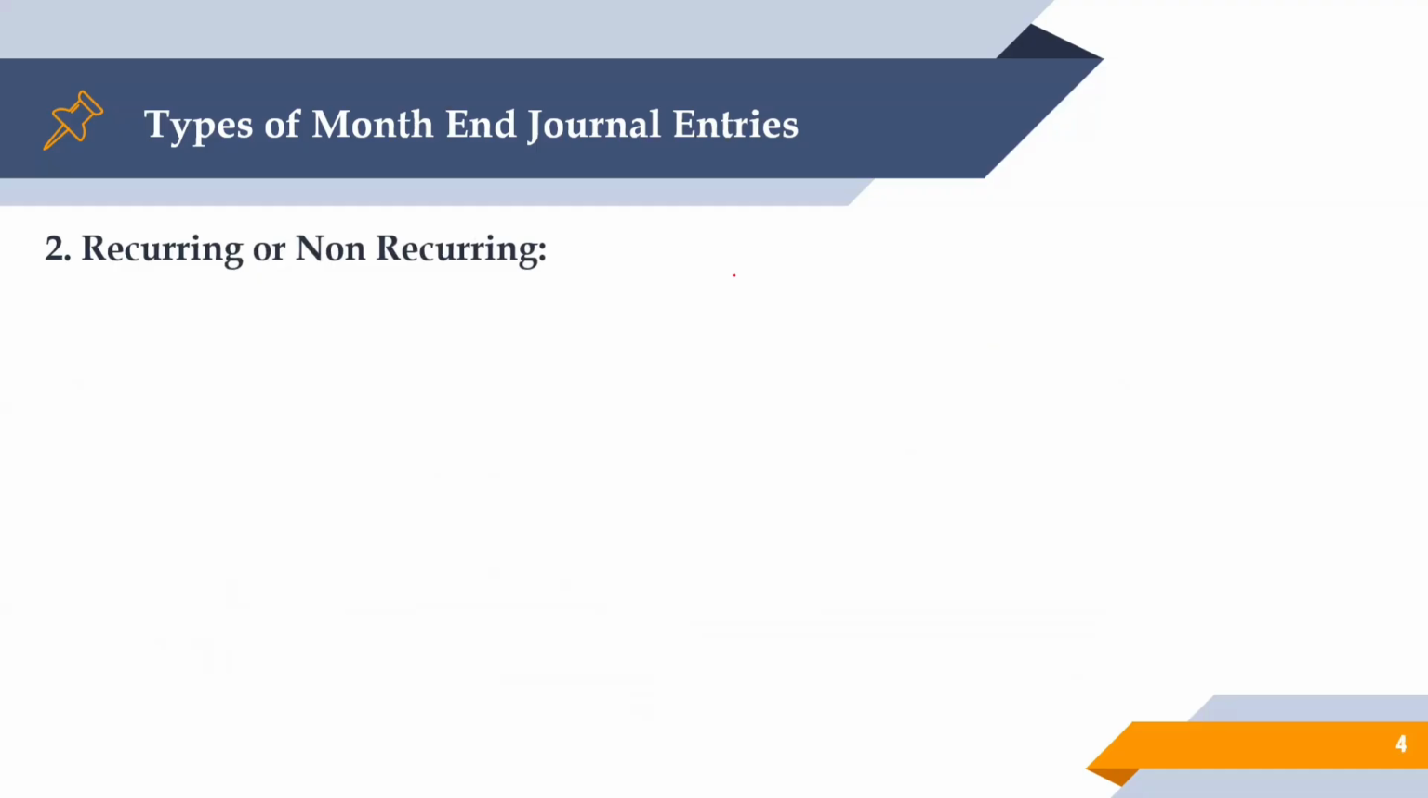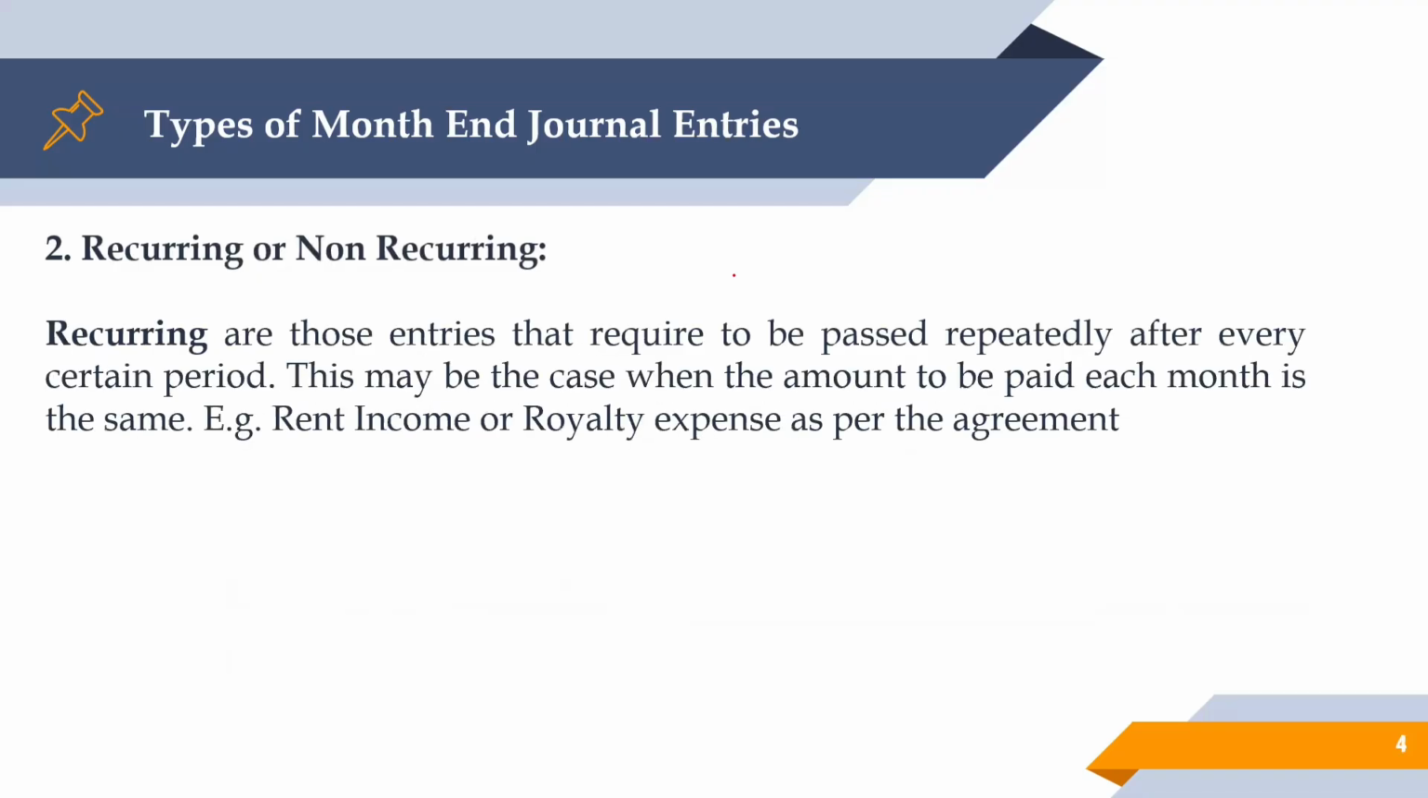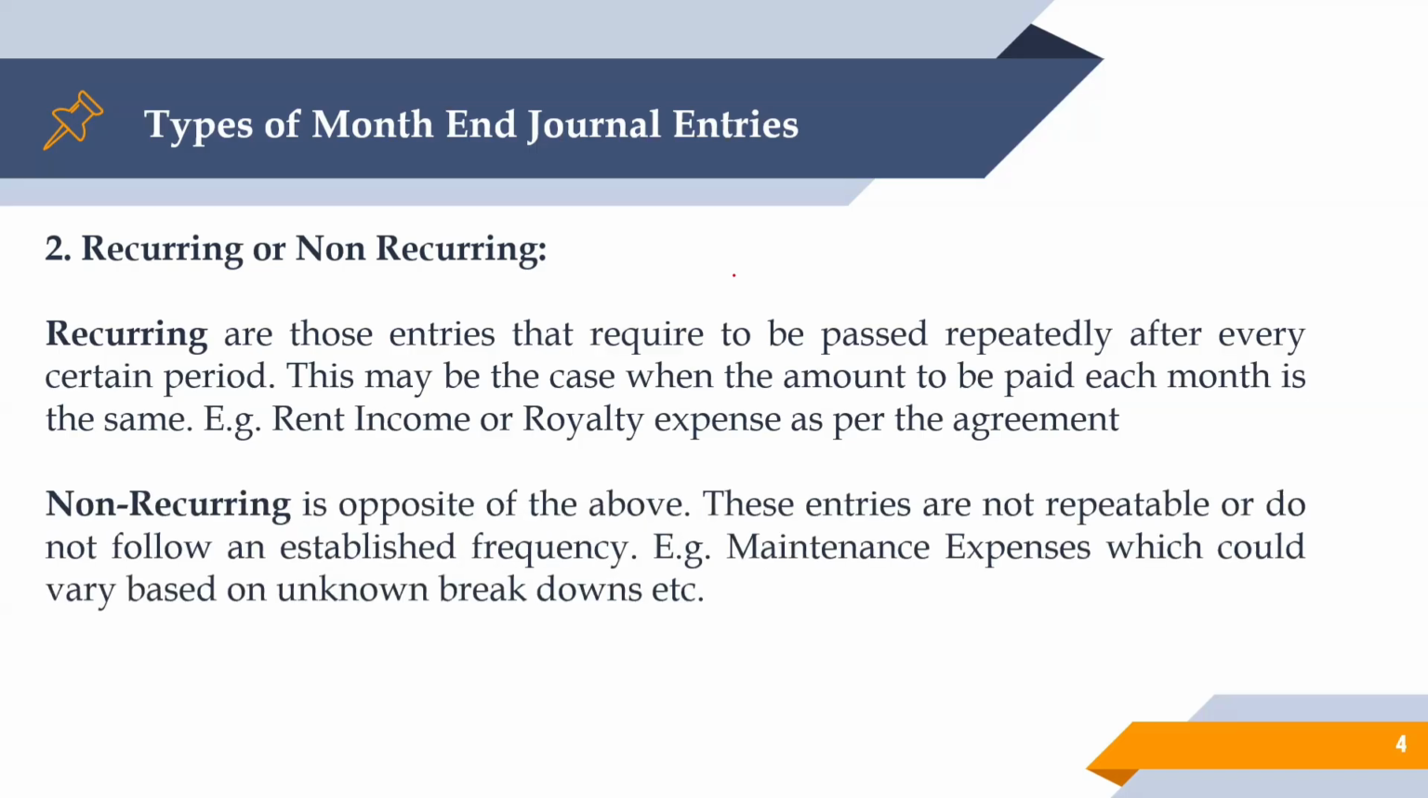Now the next is recurring or non-recurring. The recurring are those entries that need to be passed repeatedly after every certain period. This may be the case when the amount to be paid each month is the same. Example given, rent income or royalty expense as per the agreement. Recurring journal entries mean every month we have to redo the entry in the systems. That's going to be recurring journal entries.